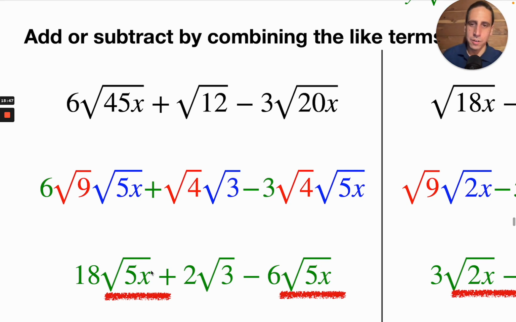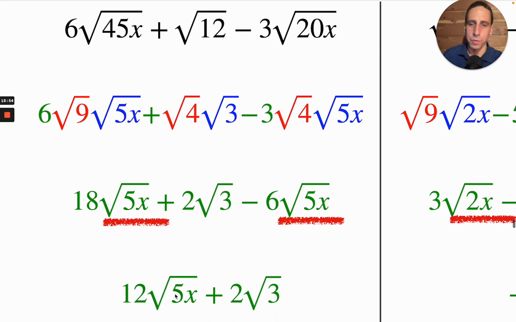Notice we've got some like terms. The square root of 5x, the square root of 5x. There's 18 of them here, and then you subtract 6 of them to be left with only 12 square root of 5x's plus 2 root 3 just continues and goes down along for the ride.